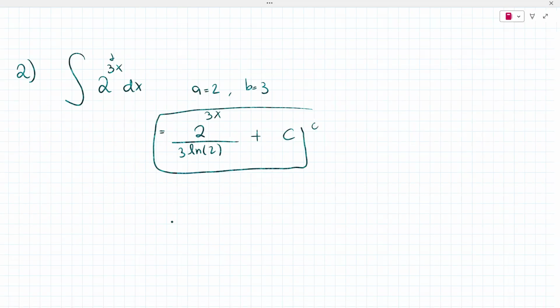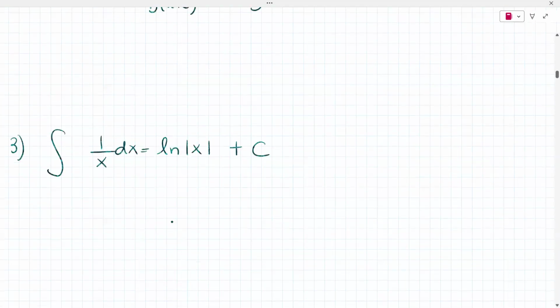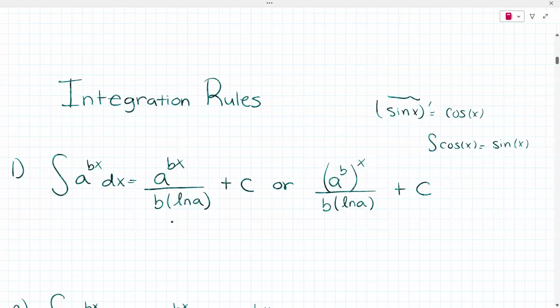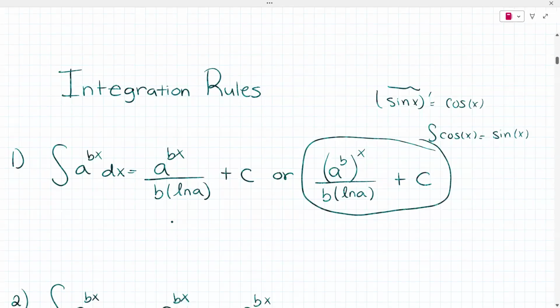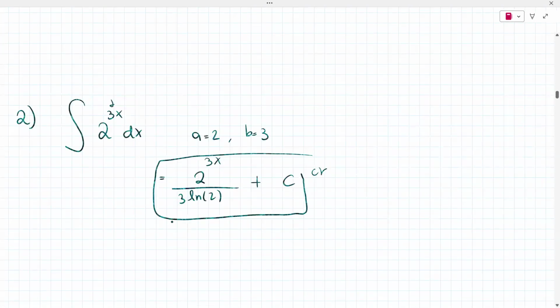Did you also know you can rewrite this? If you look at your rules, you go back to your rules, you can also write it like this. If you want to simplify this more, that's fine. So it would be a raised to the b, so our b is 3. We raise it to the x, and our x is just x, all over b times ln of a. So b is 3, and then it's ln of 2 plus c.